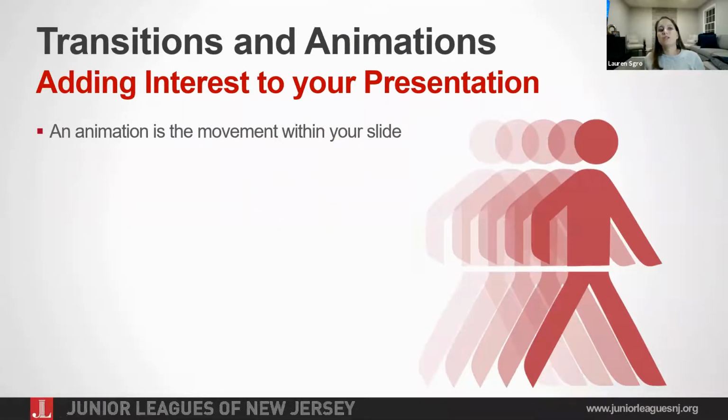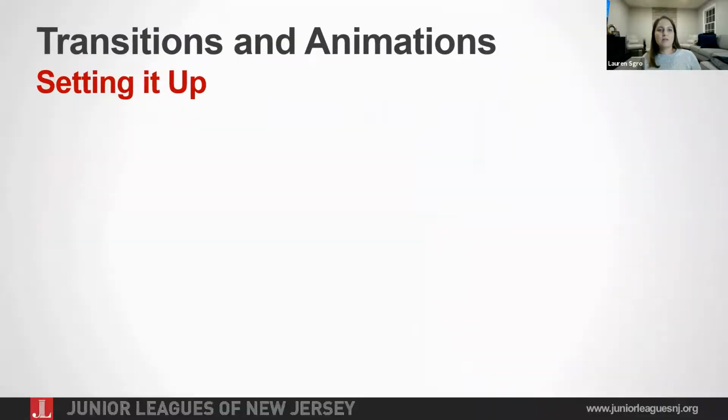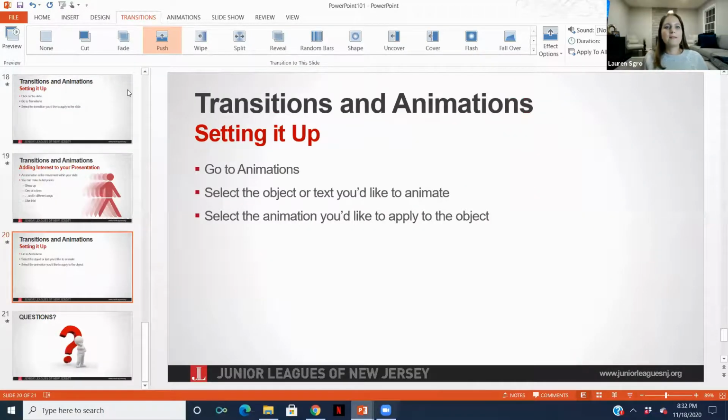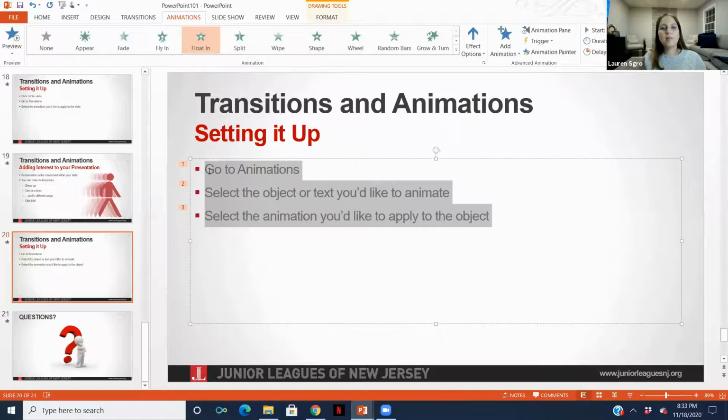The other piece is animation. Animation is the movement within your slide. So you can make bullet points show up one at a time and in different ways like this. The way you do that is similar to transitions. Animations has its own tab here, and you would highlight something. If you want these all to come up at the same time, you would highlight all of them and then just say what you wanted to do. Float in, fly in, appear, grow and turn.